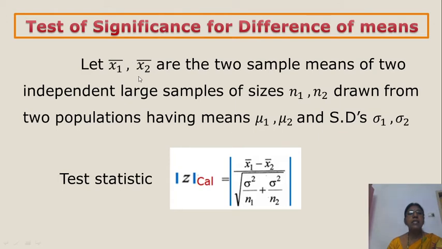Let x1 bar, x2 bar be two sample means of two independent large samples of sizes n1, n2 drawn from two populations having means mu1, mu2 and SD sigma 1, sigma 2. Then the test statistic, that means Z calculated value, is equal to modulus of x1 bar minus x2 bar by square root of sigma square by n1 plus sigma square by n2.